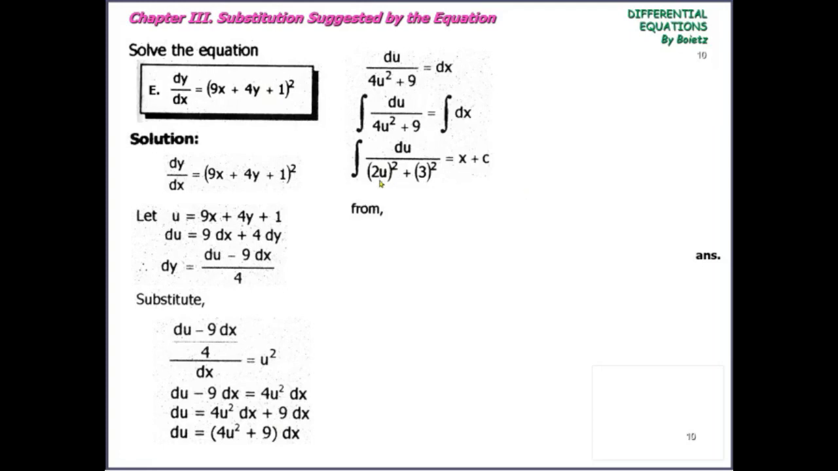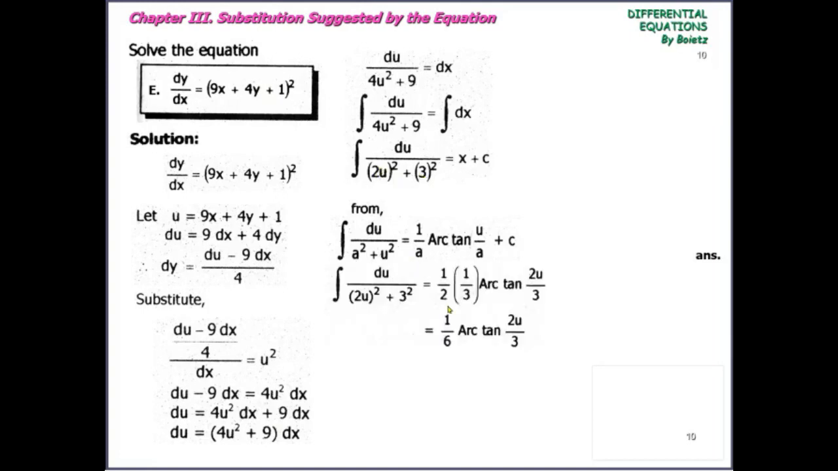But let's try to analyze this one. From the integral of du all over quantity a squared plus u squared, it is equal to 1 over a arctan of u over a plus c. So, ang a mo dito is 3, and ang pinaka-u mo is 2u. Ang du mo is 2du. Eh, du lang doon, kaya magkakaroon ng 1/2. Kaya nagkaroon ng 1/2 dito.